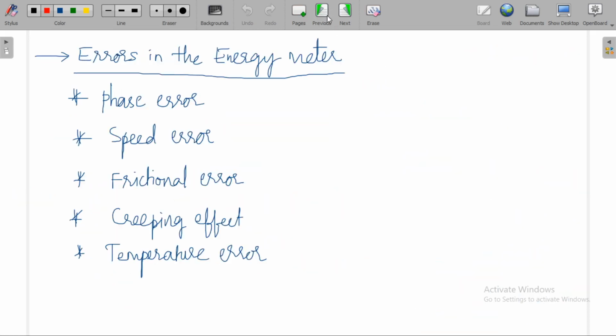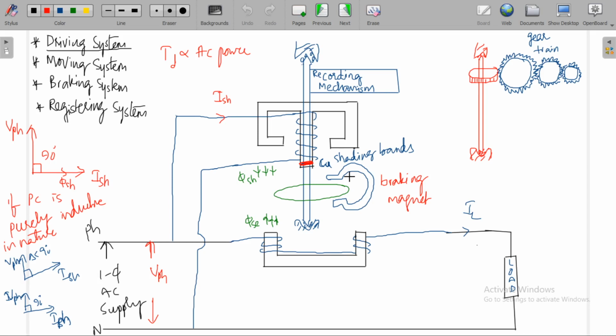Here phi b is the flux produced by this braking magnet. Because of that, eddy current will be induced in this disk. Due to the interaction between phi b and the eddy current, that is IB, this disk will experience braking torque.